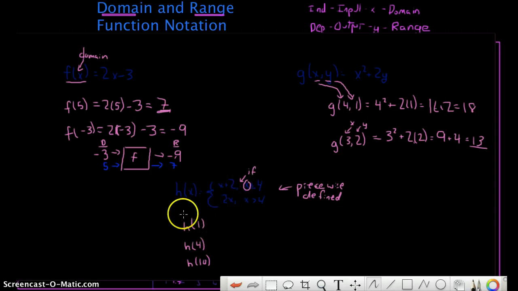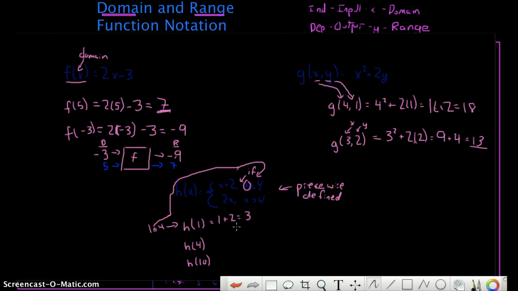So I look at 1, and I know right away that 1 is less than or equal to 4. So I'm going to use this rule that says if x is less than or equal to 4, it's just going to be x, which is 1, plus 2 is 3.